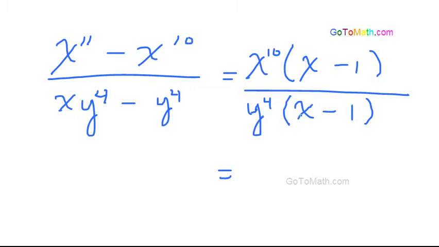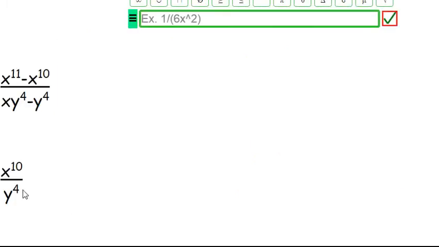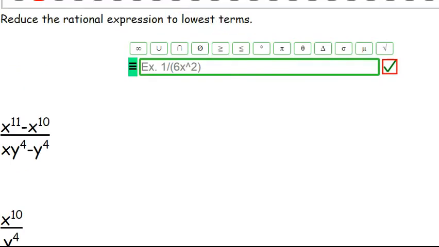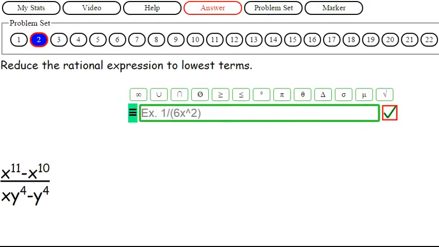If you distribute the y to the 4th back across, you get y to the 4th x, or x y to the 4th, and y to the 4th y. Okay, and then of course same thing here, x to the 11th, and then negative x to the 10th. I'm looking at this going, yeah. So as you can see, those guys are going to cancel out. We're going to be left with an x to the 10th over y to the 4th. Tricky. These people are tricking me.